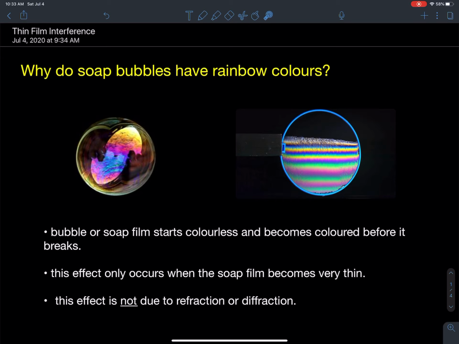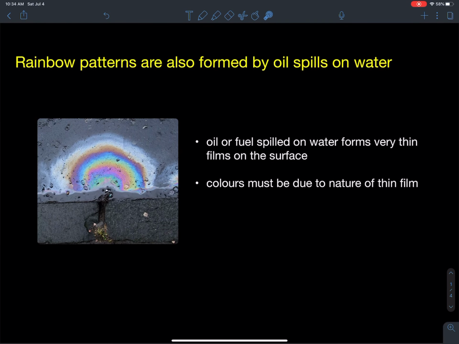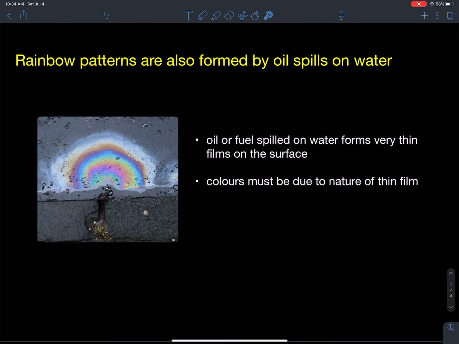Why does that happen? What's really important is that you do not make the mistake of thinking that these colors are due to refraction or diffraction. Another thing that you would have seen in nature, if you don't play with bubbles, is oil slicks, or water on the street that lifts oil off the road. When you take a look at it, you would see these rainbow colored patterns forming on oil floating on top of water. You could take vegetable oil, you can take fuel, any type of oil that forms a very thin film on top of water will make these colors.